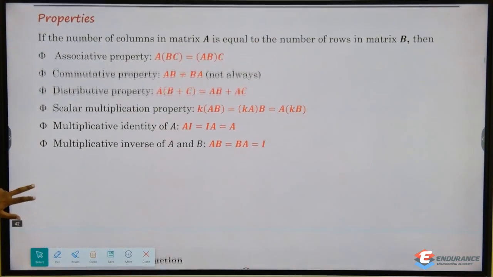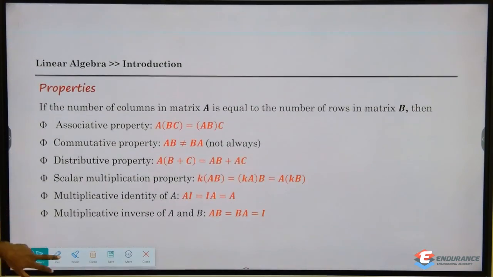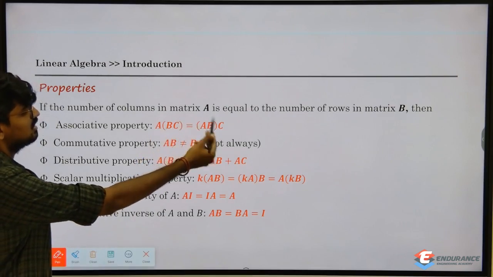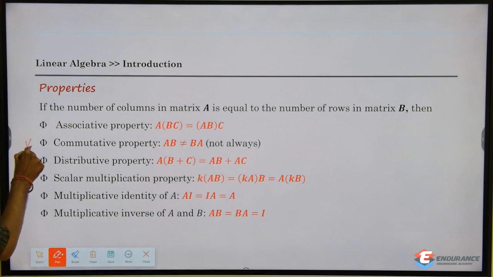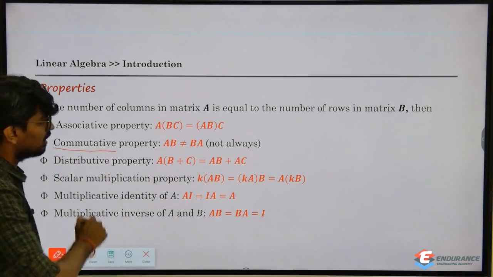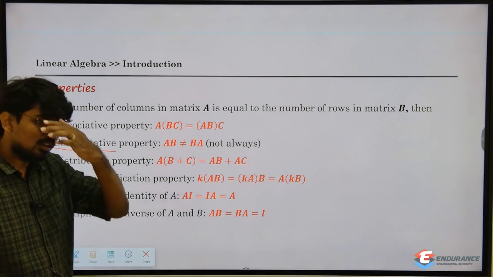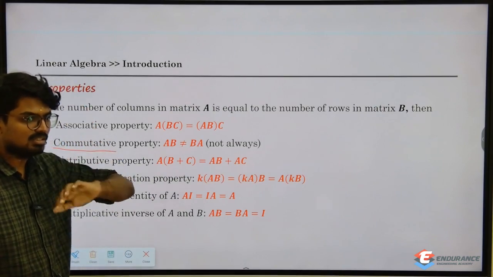Okay. What about the properties? Multiplicative properties. Same associative property. A into BC will be equal to AB into C. But commutative, it is going to change a little here. Sometimes my product will be commutative, AB will be equal to BA, but sometimes it won't be.